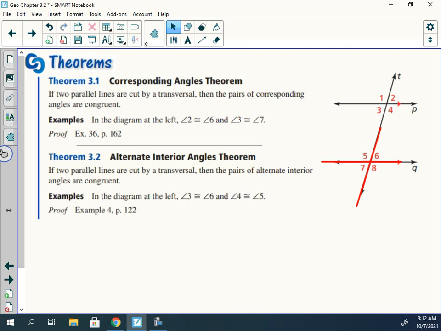So that means for us that angle 3 is going to be congruent to angle 6. Angle 4 is going to be congruent to angle 5. The alternate interior angles are going to be congruent. They're going to be the same. Any questions on this so far?